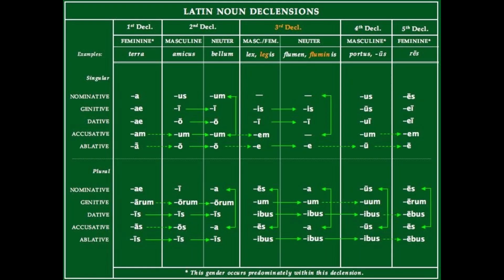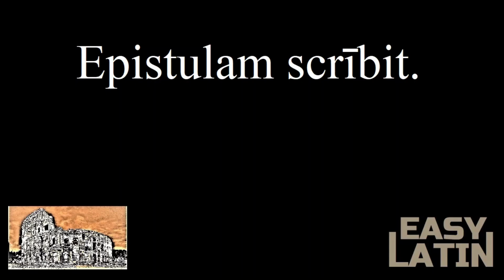But Latin does not usually have fixed word order. The words have to change form in order for us to tell which word performs which function. The easiest case is for first declension nouns. Do you know how to say, he or she writes a letter? Epistulam scribit. We simply add an M to denote what object is written.